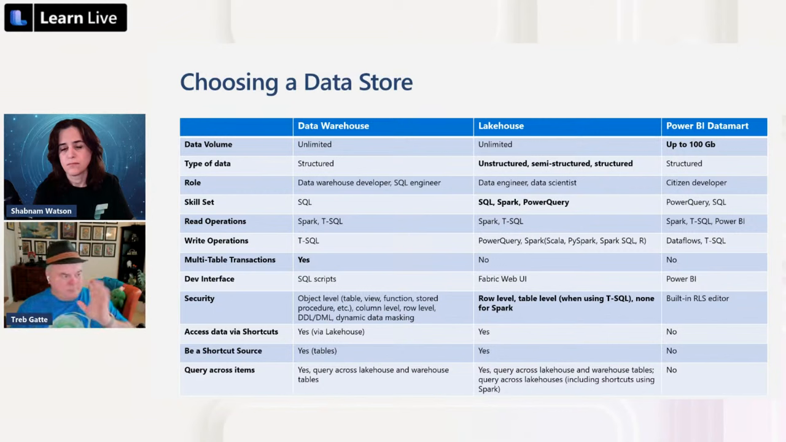The lake, again, I can have unstructured, semi-structured, structured data all in one place. I can use SQL, Spark, or Power Query, whichever one I'm comfortable with. And I can have row level and table security. Spark is one of those gaps that's still being closed, but we're getting there. Now, the one thing too, it's funny, the access via shortcuts, it's like data warehouses, yes, via the lakehouse. So if you want to access data, maybe you've got it sitting in AWS, maybe you've got it sitting somewhere else, you want to bring that data in easily, then the lakehouse is what you would select.